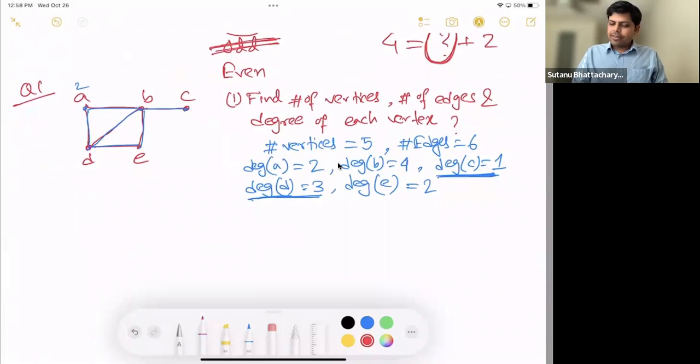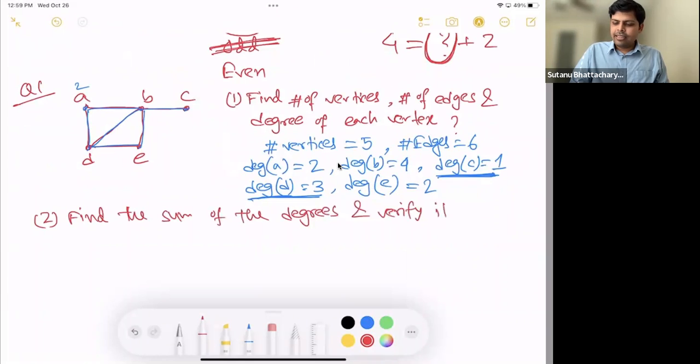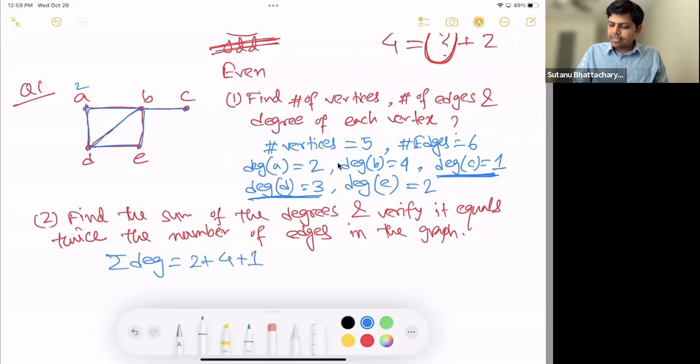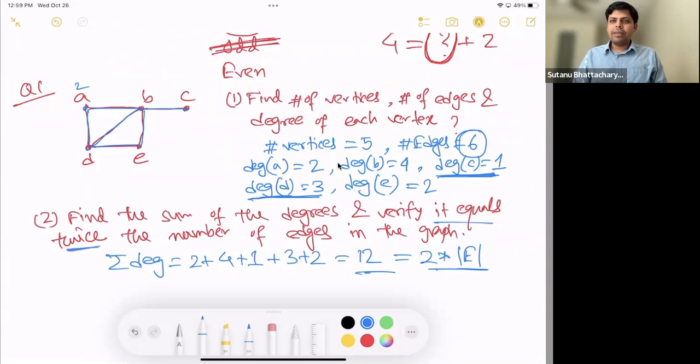Also, the second part I discussed: find the sum of the degrees and verify it equals twice the number of edges in the graph. So the summation of degrees equals 2 plus 4 plus 1 plus 3 plus 2, which is 6, 7, 10, 12, which equals 2 multiplied by the number of edges. The number of edges is 6. So 2 multiplied by 6. So it verifies that it equals twice the number of edges.